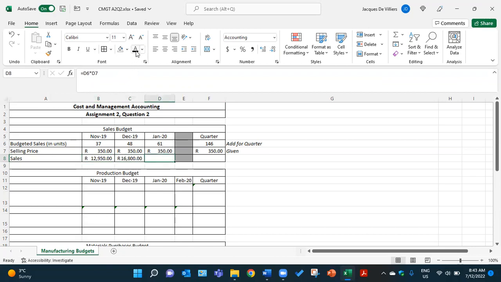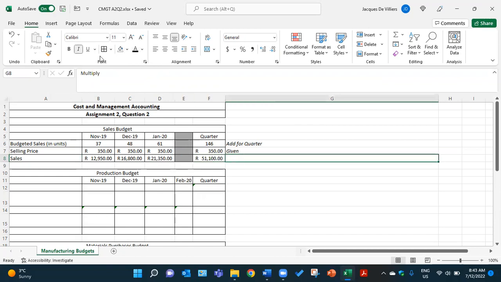Then we get to that. And of course, at the end of the quarter, we simply add them, because we expect 51,000 rands worth of sales of our boots for the quarter. What did we do to get to the answer? We multiplied. Okay, so the sales budget is extremely simple.